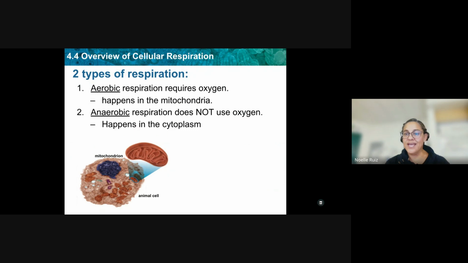The other type is called anaerobic respiration. If you put the prefix an, or even a, in front of a word, it means not. So no oxygen. Anaerobic respiration does not use oxygen. And this type of respiration happens in our cytoplasm. So this is why we go over all of the cell organelles first. The chloroplast, the mitochondria, because next we talk about more specific processes that happen within those organelles.